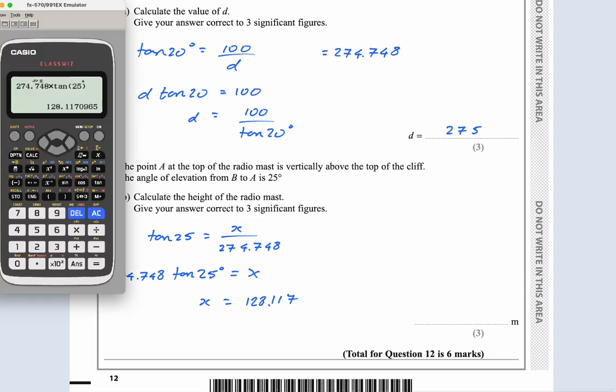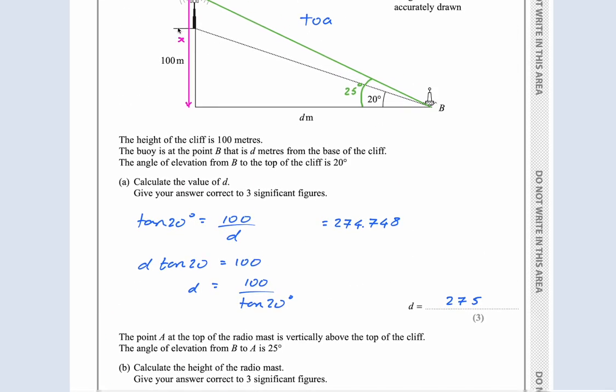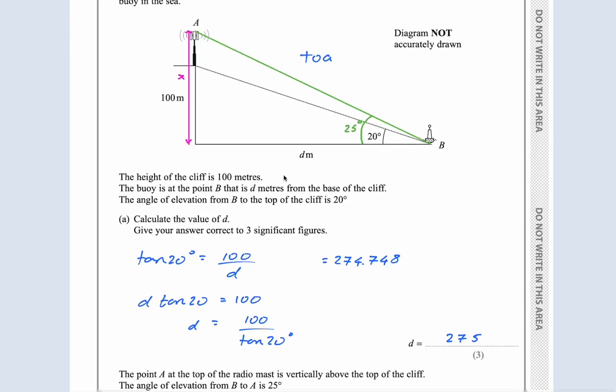128.117. Okay, but the question says calculate the height of the radio mast. So look, if this X is 128.117, then clearly the radio mast, which is this height, is just going to be my 128.117 minus this 100.